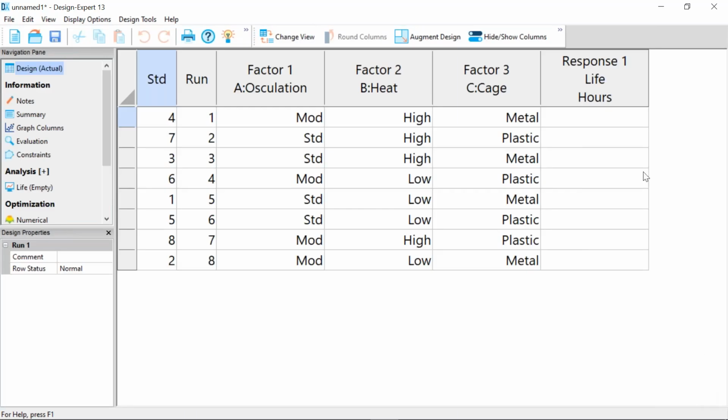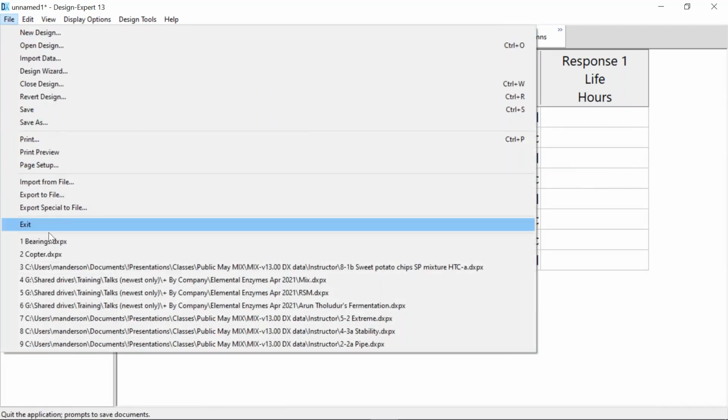So then we finish, and now we have this layout. Now I'm going to go ahead and open up this file again.